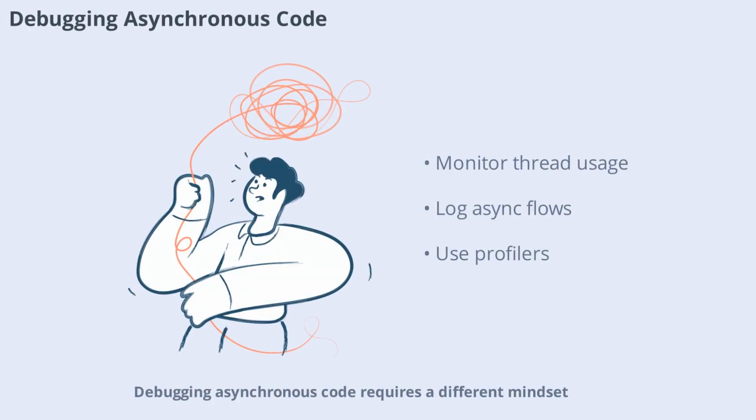Debugging asynchronous code requires a different mindset. Pay attention to thread usage and task scheduling. Use logging and metrics to track the flow of data and spot bottlenecks. Tools like thread dumps and profilers can help you identify issues in complex pipelines. With practice, you'll become comfortable diagnosing and fixing async bugs.